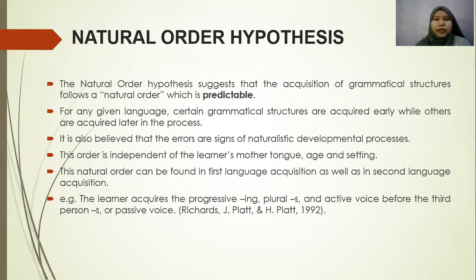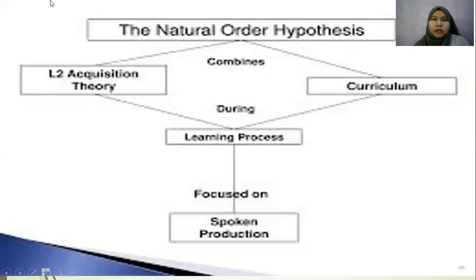Example given, the learner acquires the progressive ing, plural S form, and an active voice before the third person S or a passive voice. So there is an order in acquiring a language, a grammatical structure. So this is the natural order hypothesis.